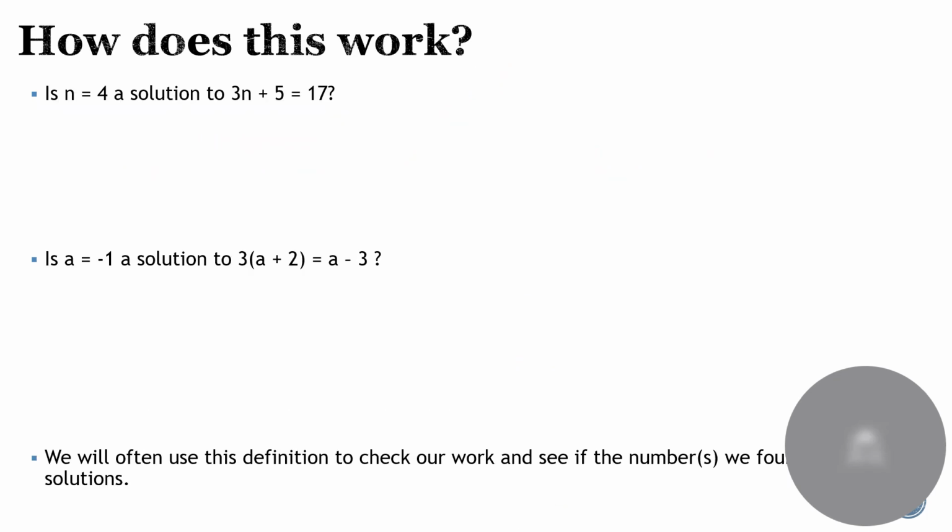So how does this work? A great way to start off with this is just by asking if particular numbers are solutions to equations. So we have there, is n equals 4 a solution to 3n plus 5 equals 17? So we would know it's a solution if that value, 4, would make the equation true. And so the way we would check to see if it was is we would do 3 times 4. So we would plug in a 4 for the n, plus 5 is equal to 17. And then we need to follow order of operations.